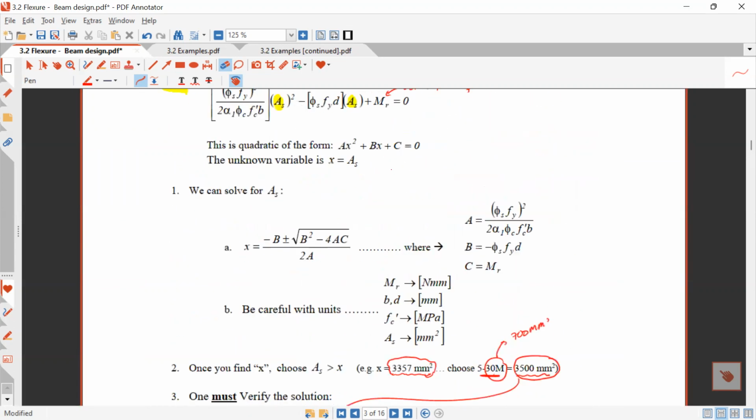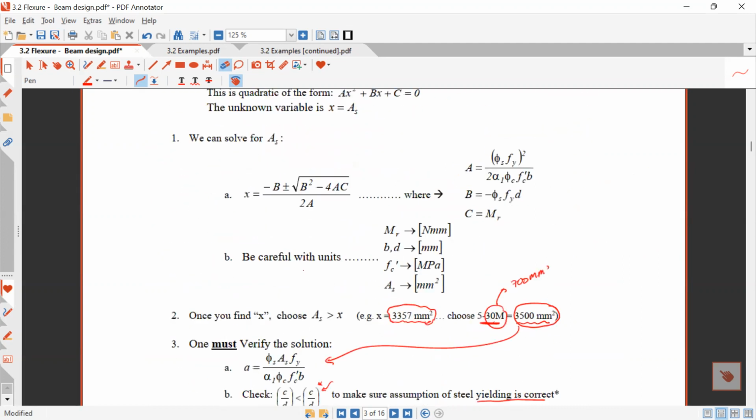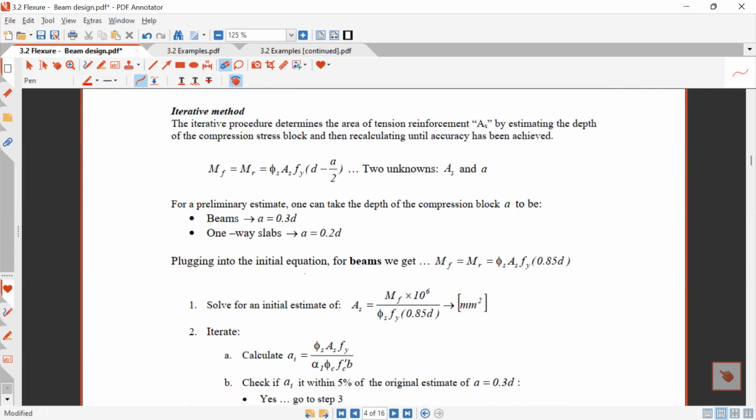Right here, why did we end up with a quadratic? Because we said A is in terms of AS, and then also we have AS here on the outside. So if we can estimate what A would be, then it would save us some time, right? So this is what we're going to do in this iterative method. We take our same equation, we set MR equal to MF again. The unknowns are AS and A, but we're going to do a preliminary estimate for A. In beams, usually this A is going to be approximately 0.3D. So I can use this in my analysis.